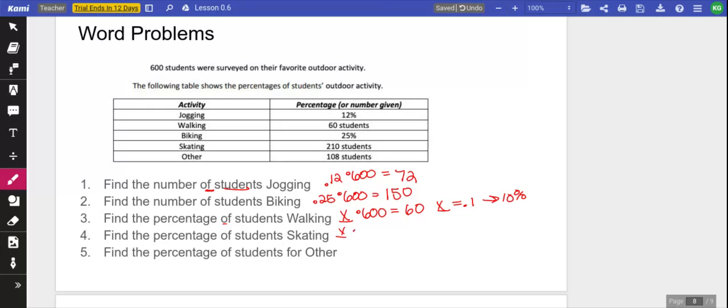What percentage of students was skating? So I take 210 divided by 600, and that gives me 0.35, which is 35%. And the last one, what percent of students was other? So I take 108 divided by 600, and I get 0.18, which is 18%.